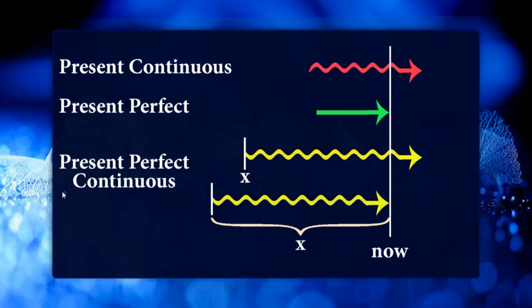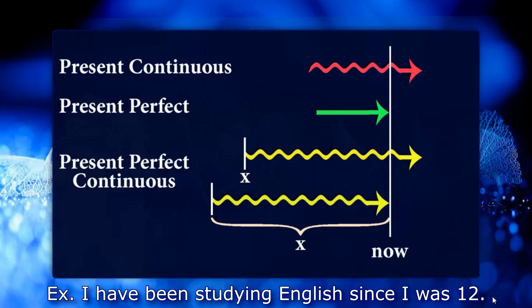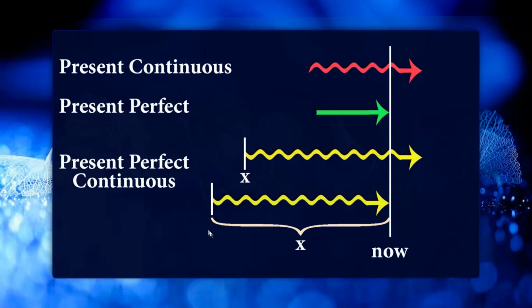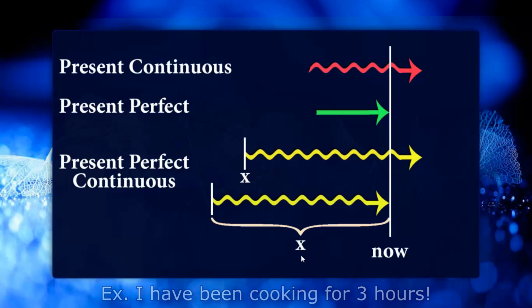And now present perfect continuous. Here we talk about two scenarios. The first one is when we know when the action started and that it is still going on. Like, I have been studying English since I was 12. And the second scenario is when we know the duration, how long this action has been going on. So for 2 hours, 2 minutes, 3 seconds, 10 years, and so on. We know the duration for how long this has been going on.